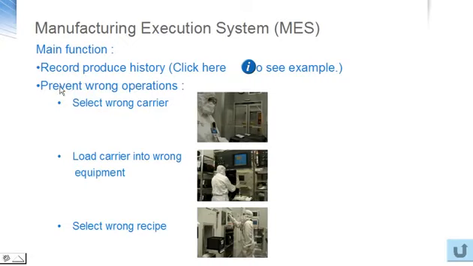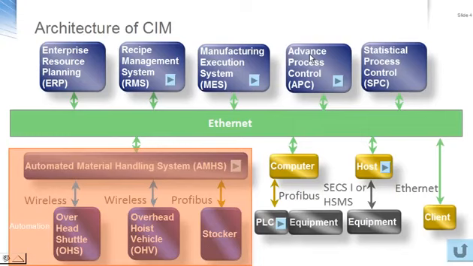And the second main function is to prevent wrong operations. First, select wrong recipe. And second, load carrier into wrong equipment. And third, select wrong recipe. Okay, after you install the MES system, you need a client. The client is using a desktop or laptop. I will show you in a later slide.